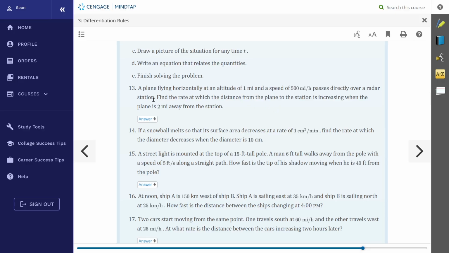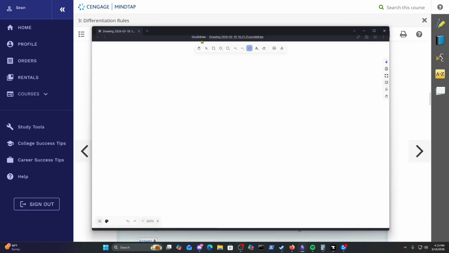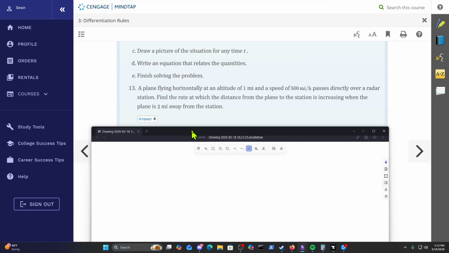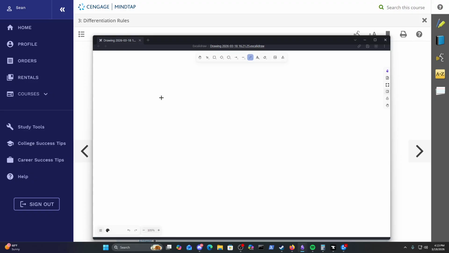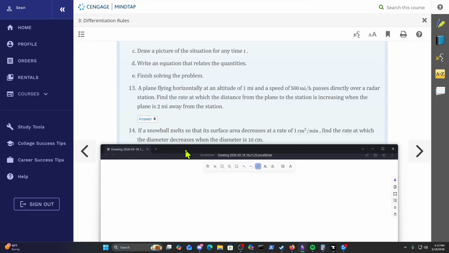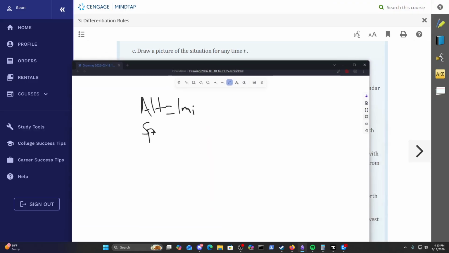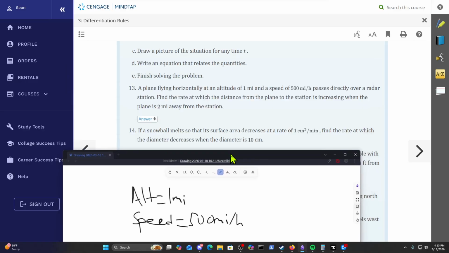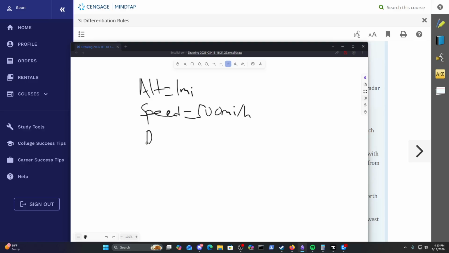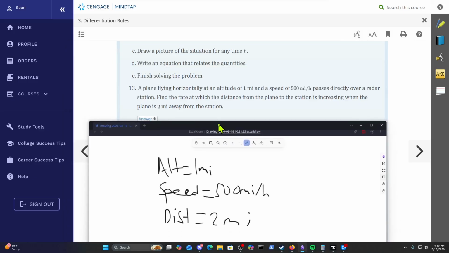So obviously a related rates problem here. A bunch of variables being given, and we need to find how they relate to each other, of course, and solve for whatever we're being asked for. So what I like to do is when I get the problem, I just write down all the given values. We have altitude of 1 mile. We have speed of 500 miles an hour. And then we have distance of 2 miles from the plane to the radar station, right?